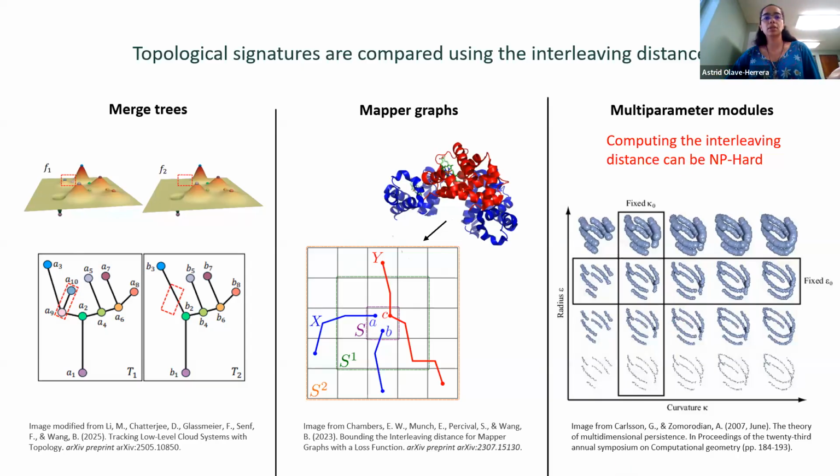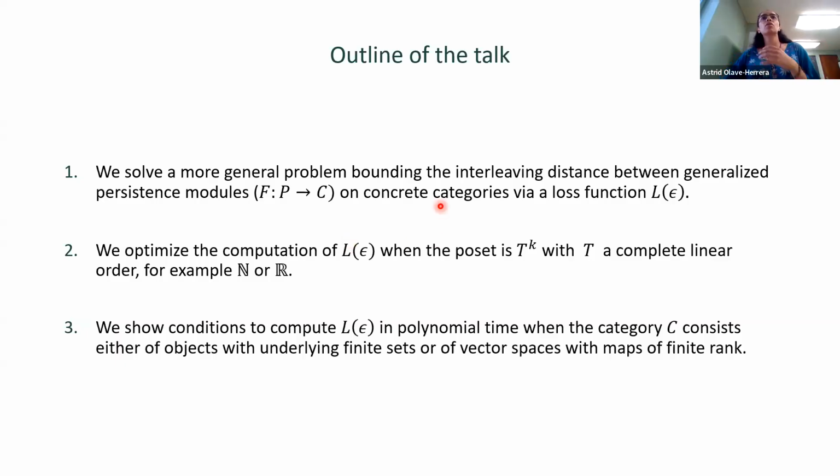So let me go to the next slide. In our talk, we're going to have three points. The first one is that we solve a more general problem, bounding interleaving distance between generalized persistence models, so any poset to any category. To be fair, we're using concrete categories, which means the objects in these categories have sets as their underlying part. And we use a loss function, that framework that I was talking about before.